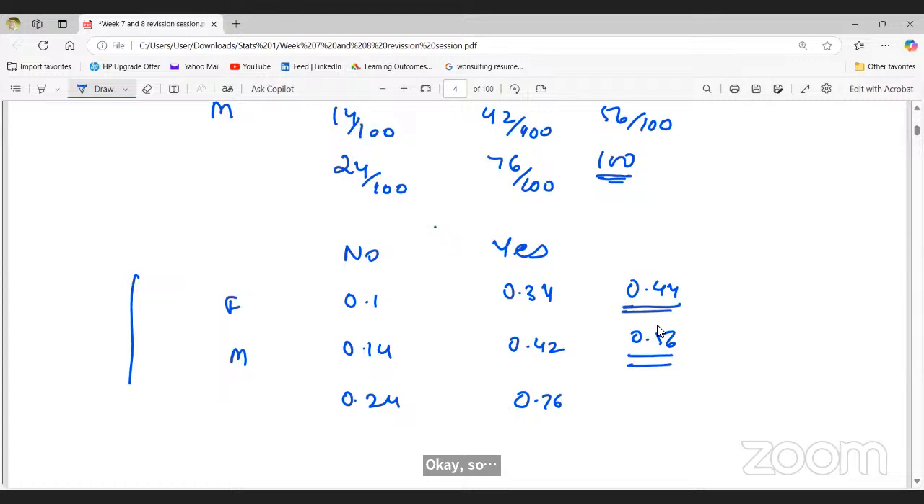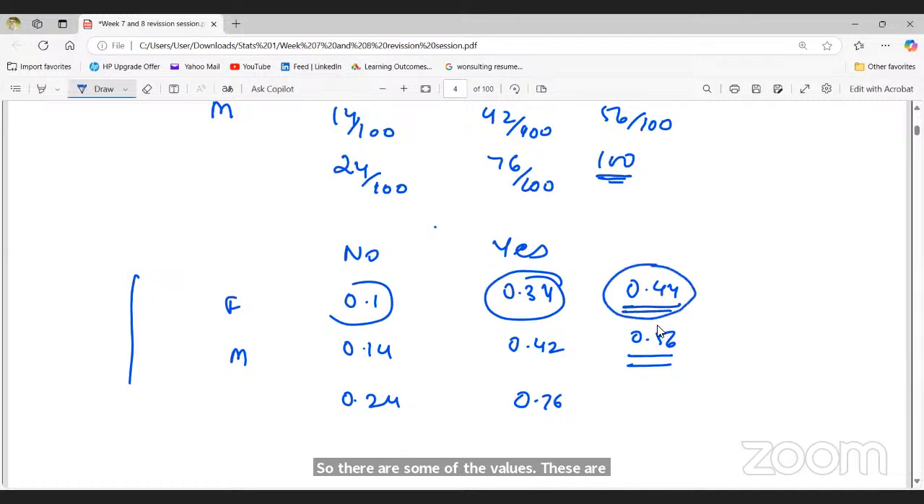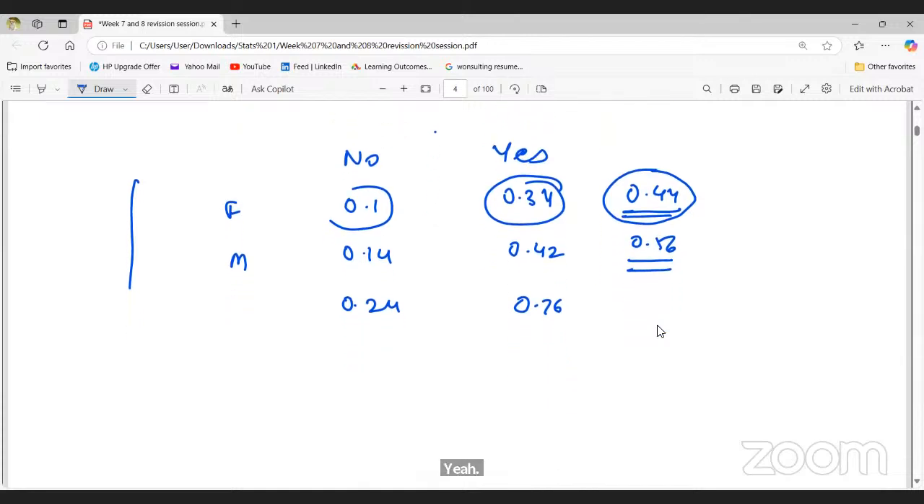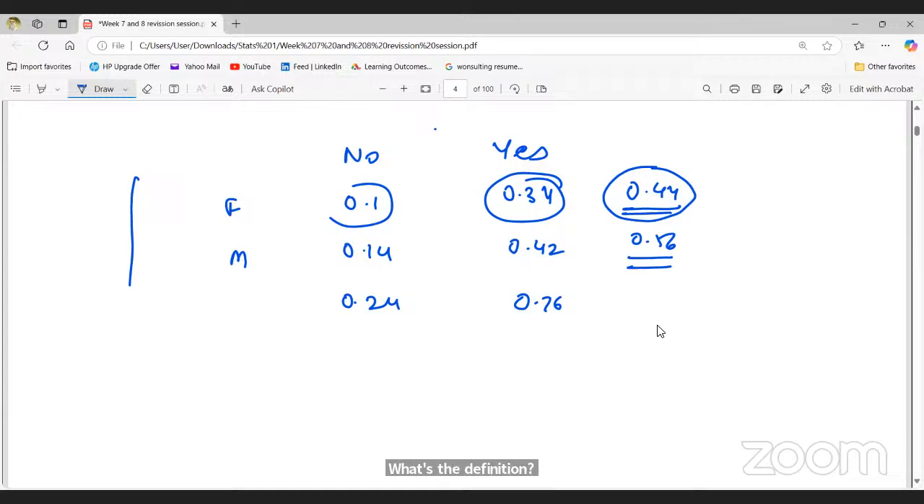These are the marginal probabilities. Fine. These are all the probabilities. Conditional probability means what? Yeah, I'm coming to that point. Okay. So in this table, we have 4 marginal probabilities, right? Yes, ma'am.